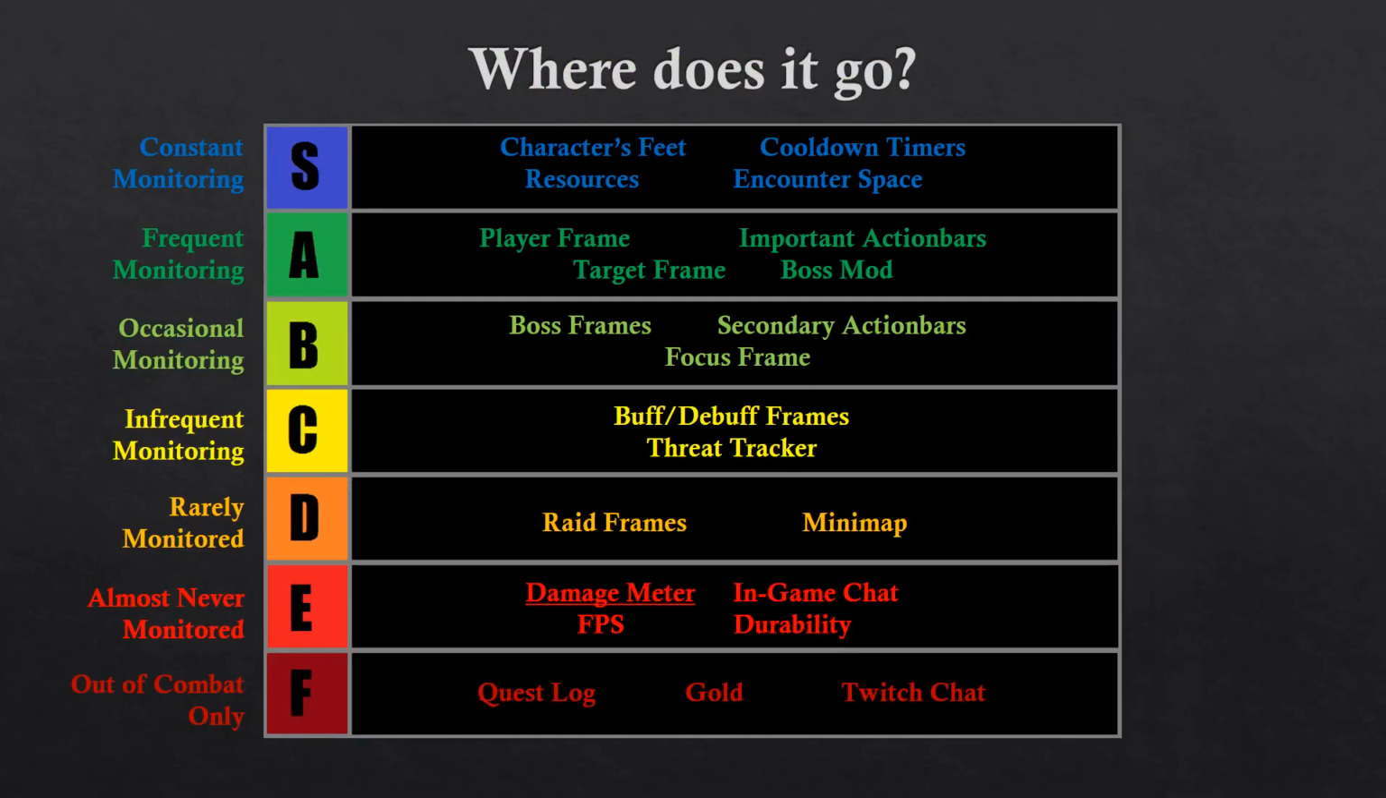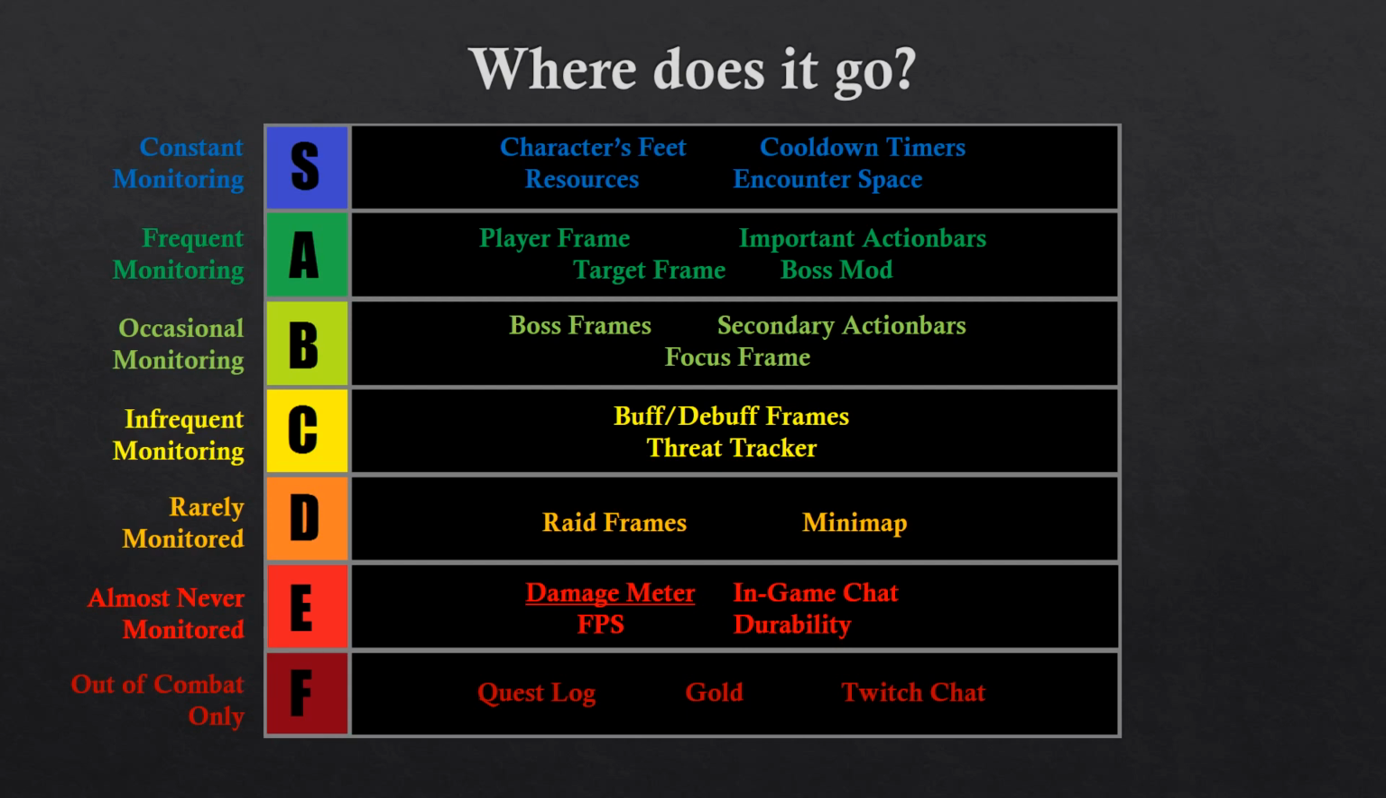But those are going to be things like your damage meter. Yes, your damage meter, it is underlined for a reason. And I don't follow the damage meter in the E rule. I match my damage meter with my threat tracker, so they're on mirror sides of the screen. Things like your FPS, in-game chat, durability. Yeah, if you died during a fight, you might want to know, is anything broken on my character? But you're not going to be able to do anything about that during a fight, really.